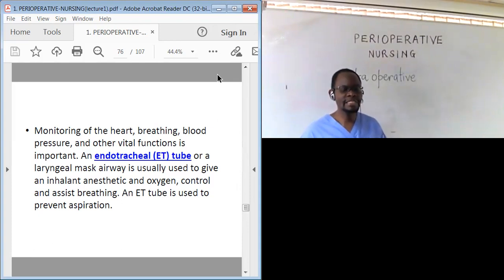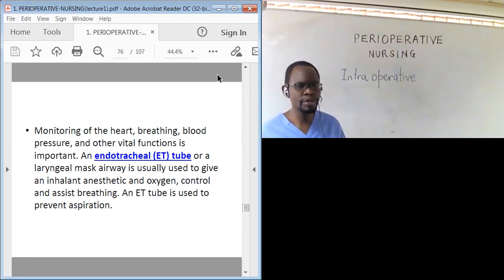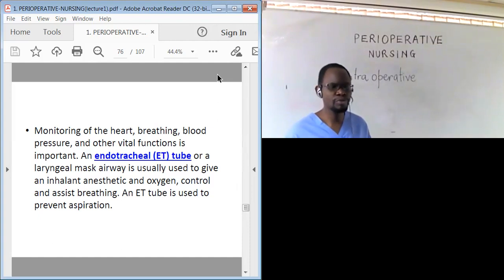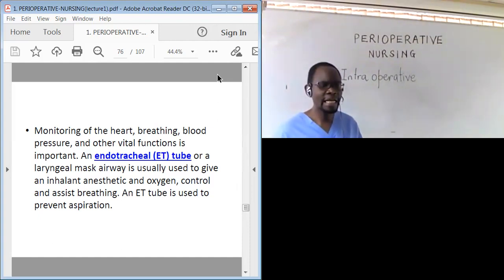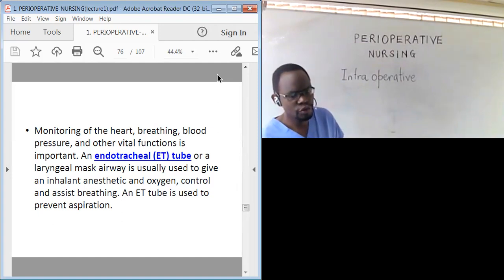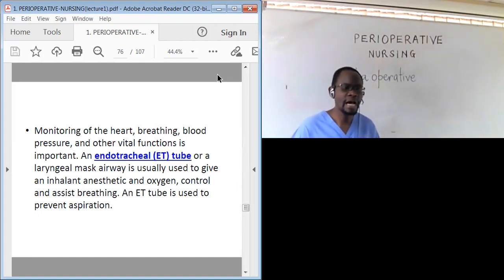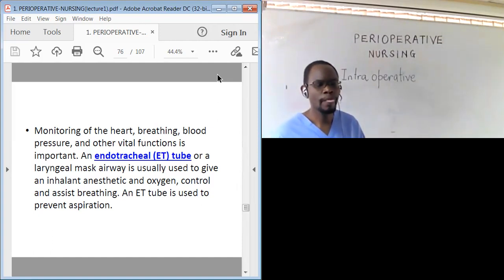It is very important to know that an ET tube helps to prevent aspiration. I hope you have all seen an endotracheal tube. These are basically used in theater, especially during anesthesia, or even in ICUs when patients are going to be intubated for placement on ventilators.